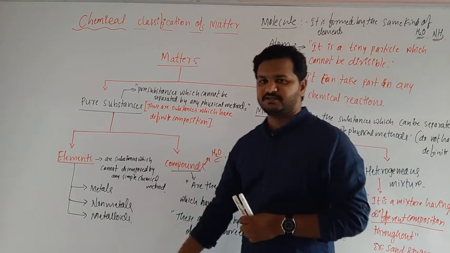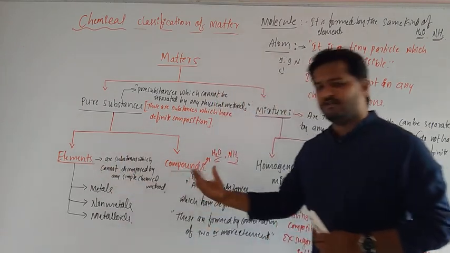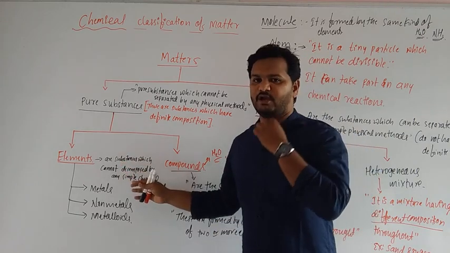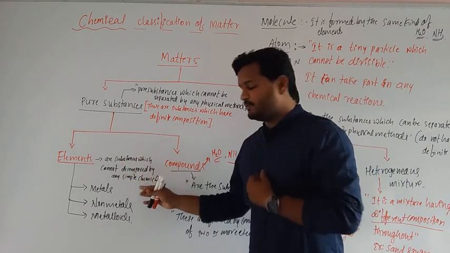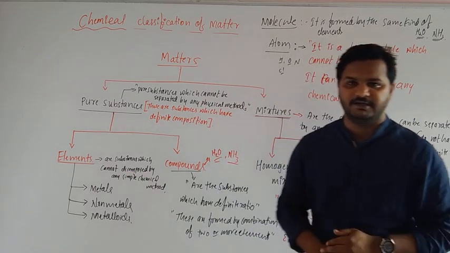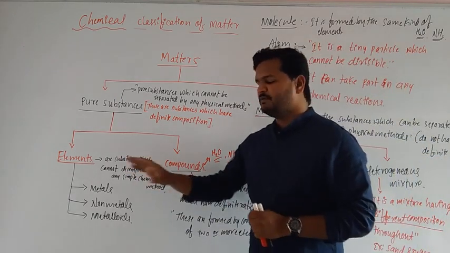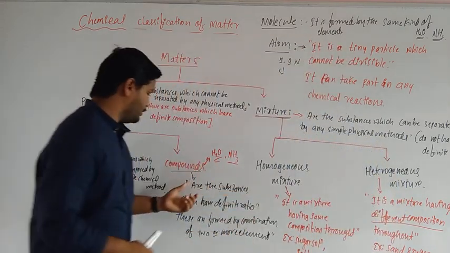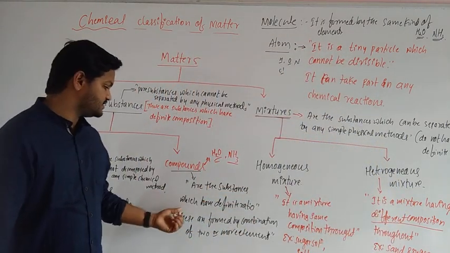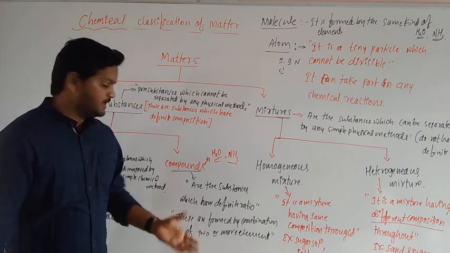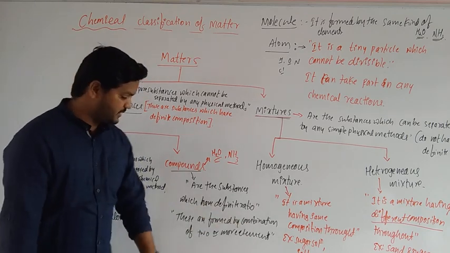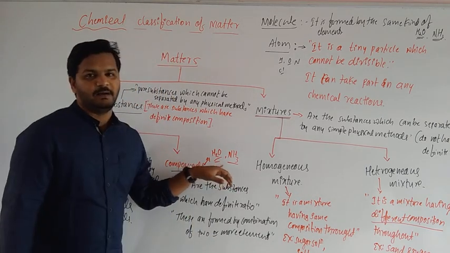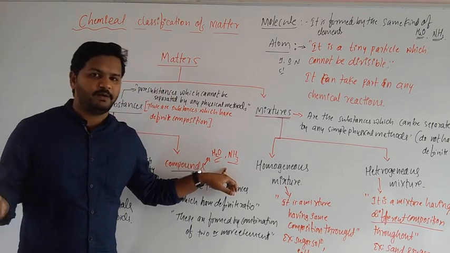And pure substances are of two types: elements and compounds. Elements are substances which cannot be decomposed by any simple chemical method. We cannot separate them by any chemical method. And next one, compounds. Compounds are substances which have a definite ratio, or substances formed by combination of two or more elements. Okay, examples: water, ammonia, methane, ethane, propane.